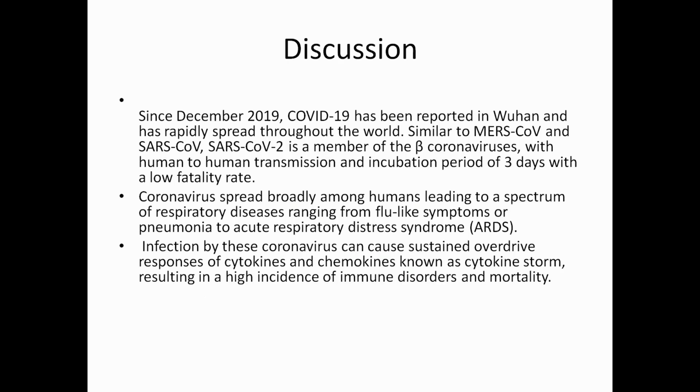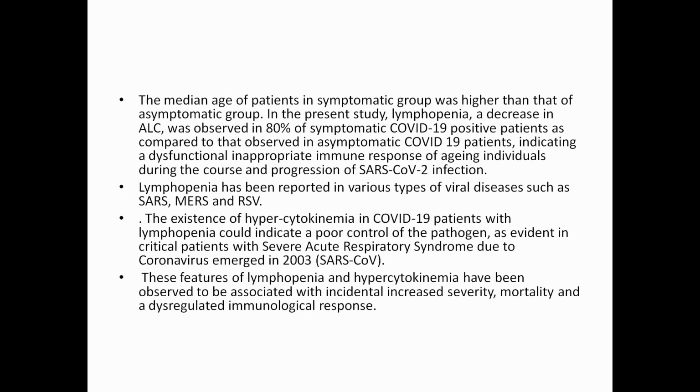Discussion: since December 2019, COVID-19, which was reported in Wuhan, has rapidly spread throughout the world. So it is similar to MERS-CoV and SARS-CoV. SARS-CoV-2 is also a member of beta coronavirus with human-to-human transmission, incubation period of 3 days, and low fatality rate. Coronavirus spread among humans, leading to a spectrum of respiratory illness ranging from flu-like symptoms to ARDS. Infection by these viruses can cause sustained overdrive response of cytokines and chemokines, known as the cytokine storm, resulting in high incidence of immune disorders and mortality.